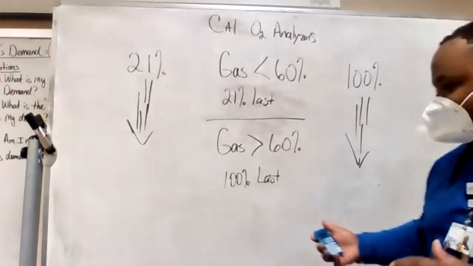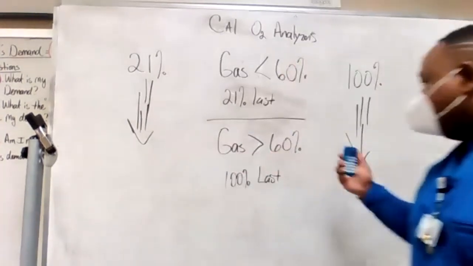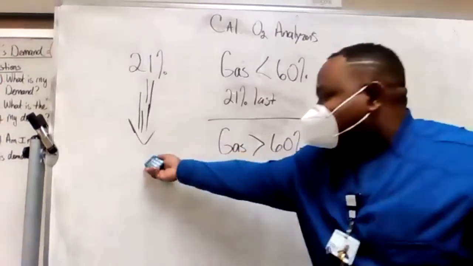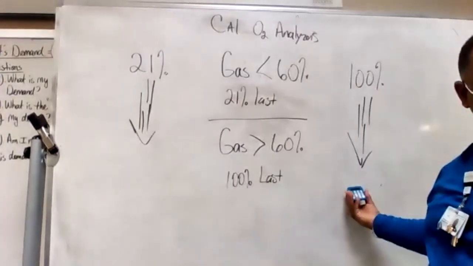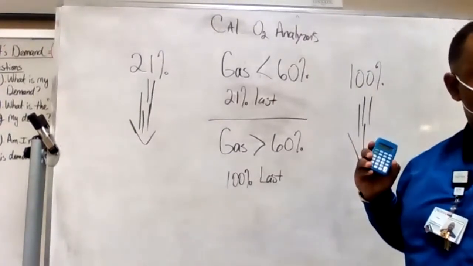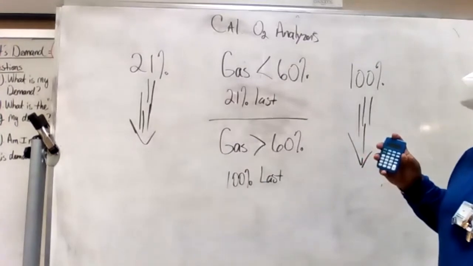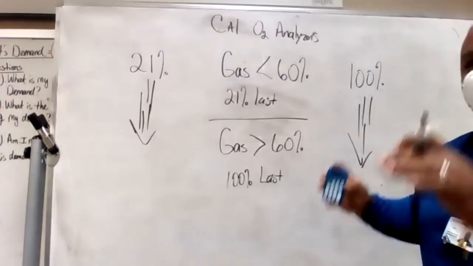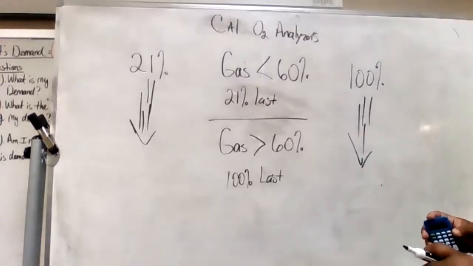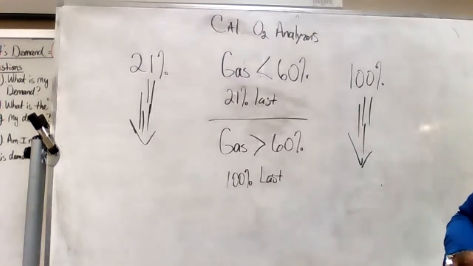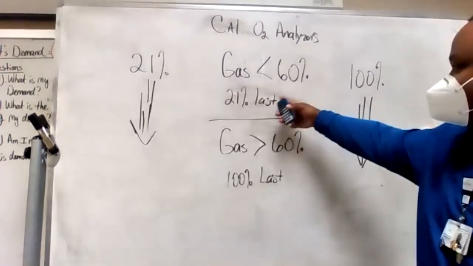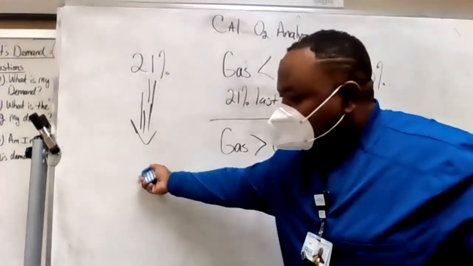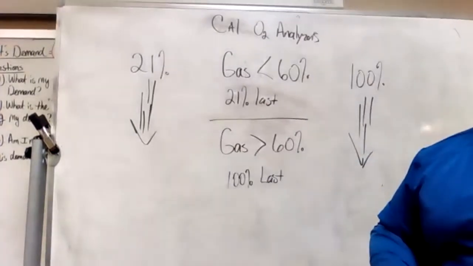So if it's 72%, I'm going to come here, and then I'm going to come here. Then I go to him and analyze. This is not analyzing, this is calibrating, and then him is analyzing. So what if I say Mr. Johnson is on 55%? Where do I go last? 21%. It's less than 60, so I do 21% last. So I will come here, then I come here, and then I analyze him.